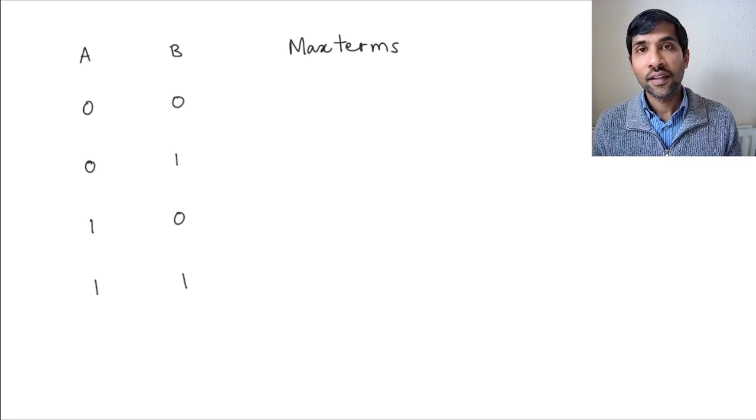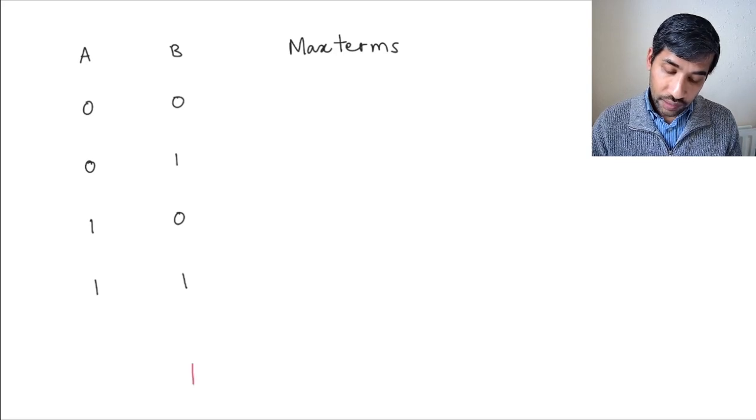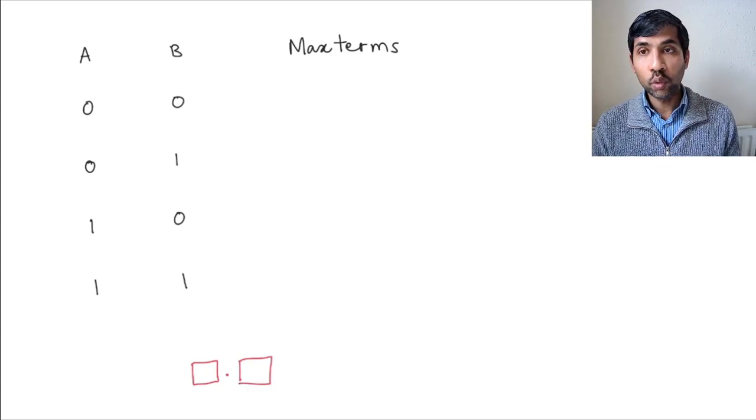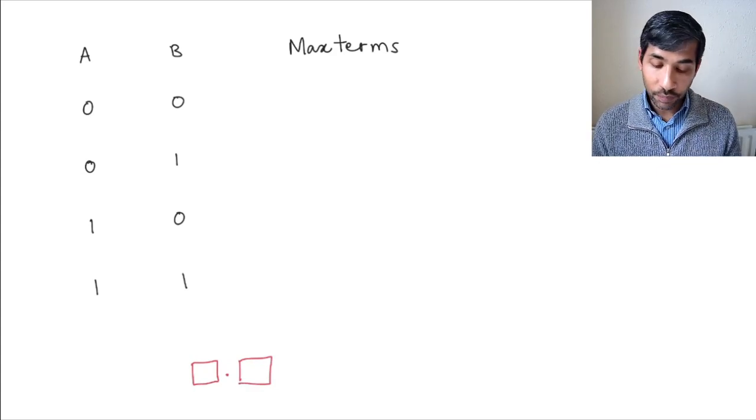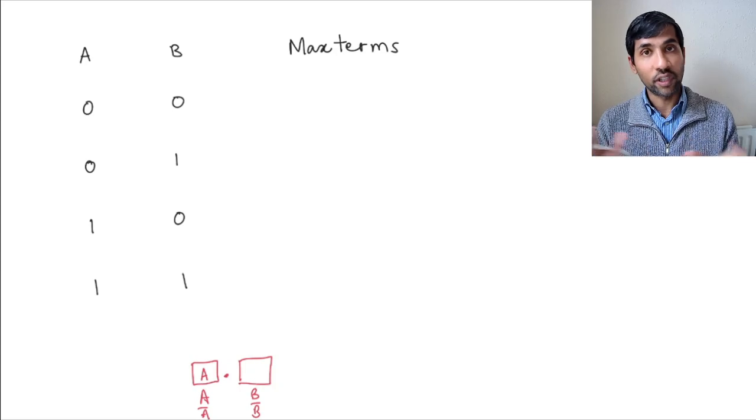Hi, in this video I want to introduce max terms to you, which are very similar to min terms. Remember what we were doing for min terms? We were making two-term ANDed equations. And depending on what the values of A and B are, we either put A or A bar in the first term and B or B bar in the second, and you're ANDing the two inputs or the complements of the inputs.